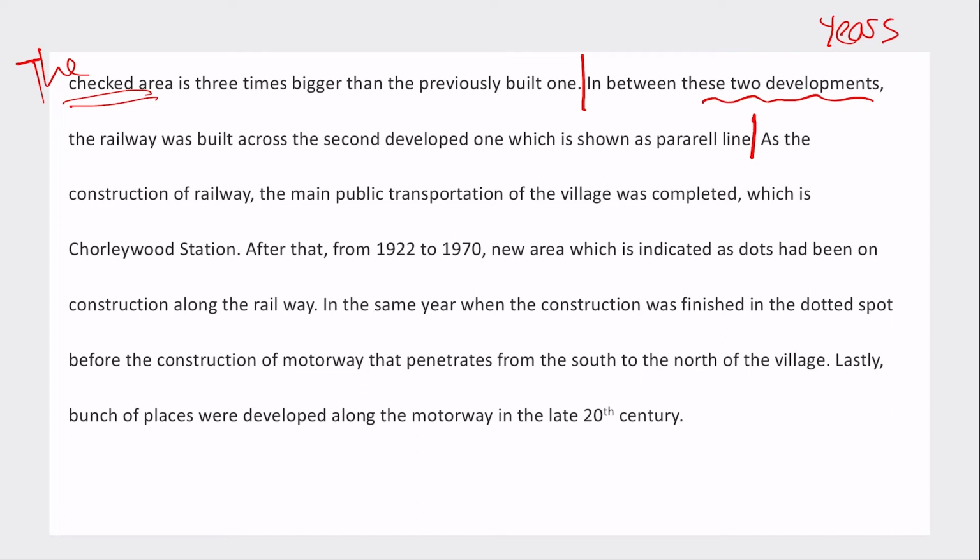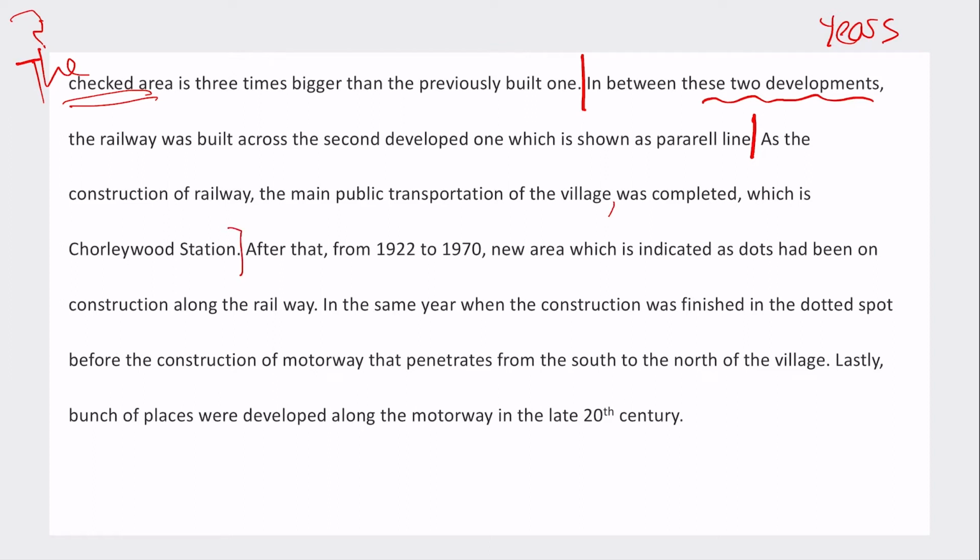I don't think this is what this candidate originally wrote. I'm pretty sure they must have written something a bit longer, and I'm just seeing a partial bit of it. So if the person who wrote this is watching the video, I'm sure this isn't what you actually sent in, because I think something's missing from up here, which would help this make a lot more sense. "As the construction of the railway, the main public transportation of the village was completed, which is Chorleywood Station."